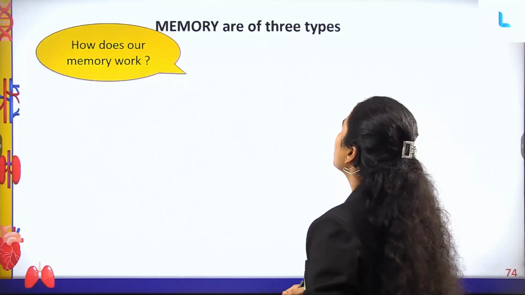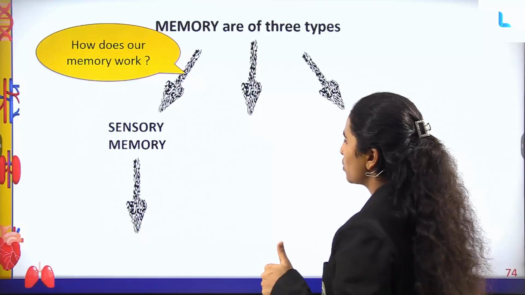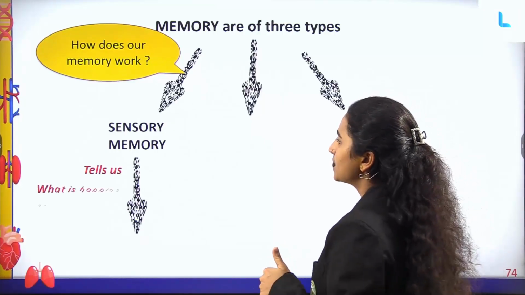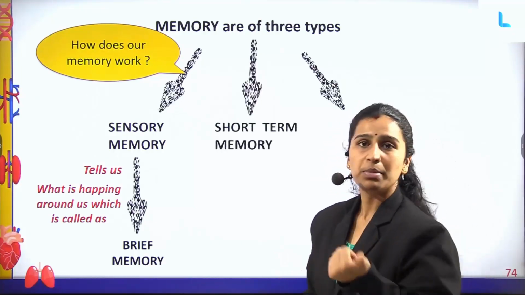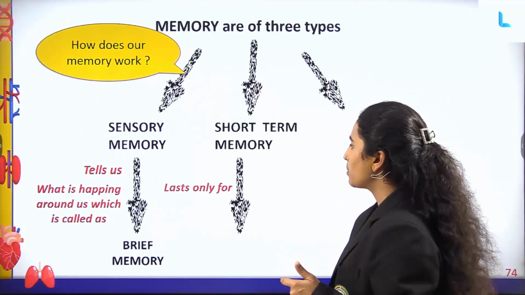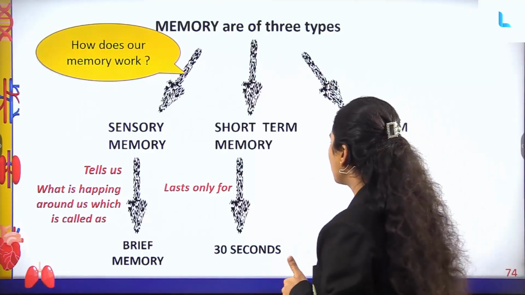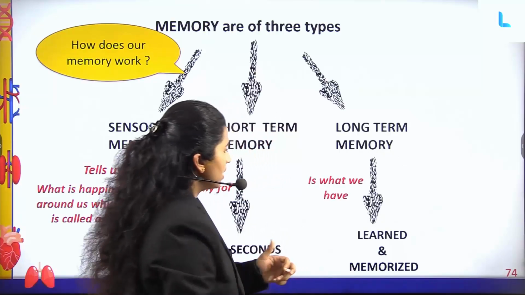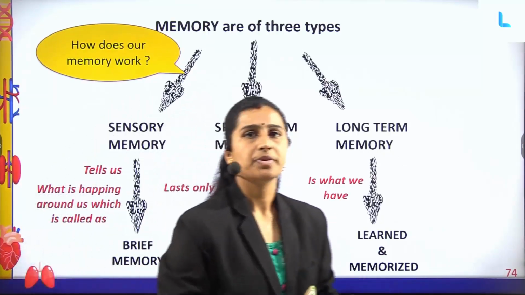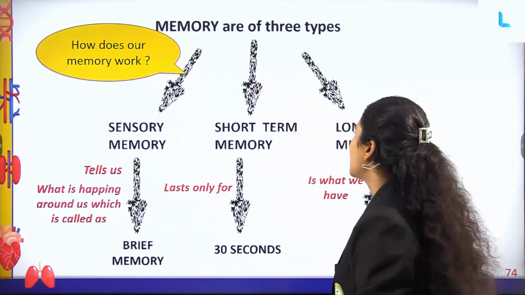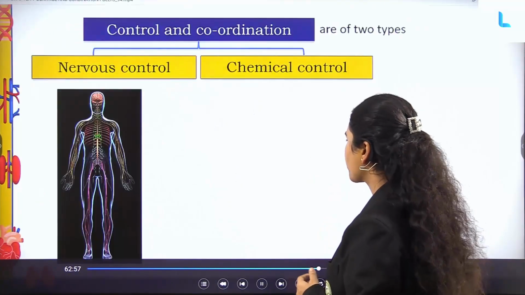We'll see. So memory is of three types. Sensory memory, which will tell us about what is happening around us, which is the brief memory. Short term memory, which will last only for 30 seconds. Long term memory, which is permanent, that is what we have learned or memorized. So these are the three types of memories which are working in our body.